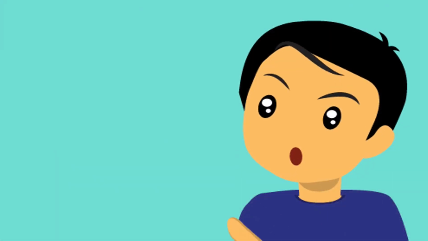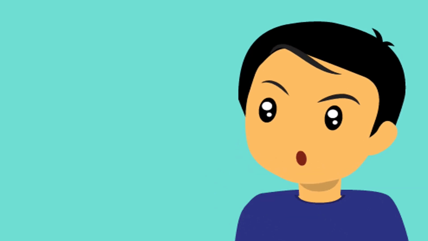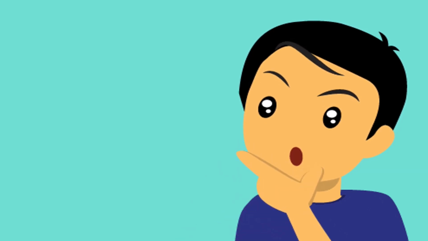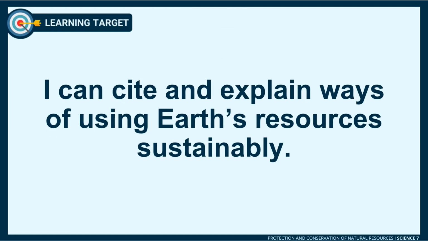What do you think will happen if we use up all our available resources? How can we sustainably use them? In this video, you will learn about the ways on how to protect and conserve natural resources. At the end of this video, you should be able to cite and explain ways of using Earth's resources sustainably.